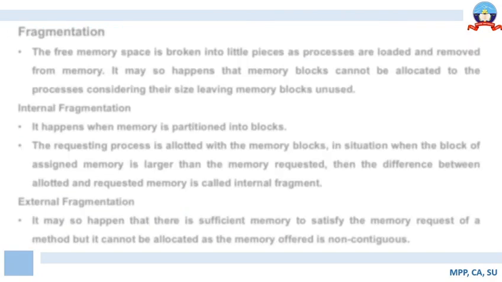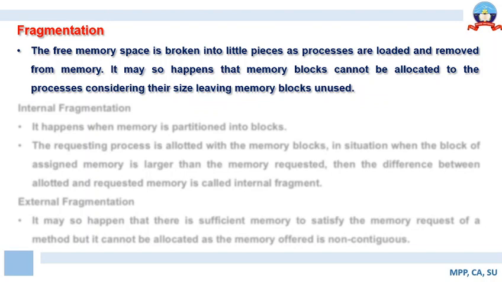Now, before moving on with memory management schemes, let us try and understand a very important concept that is called fragmentation. The free memory space that is present in the computer system is often broken down into little pieces as processes are loaded and removed from the main memory. So, during the course of the process execution, constant migration of a process, or a part of a process, takes place between the main memory and the secondary memory.